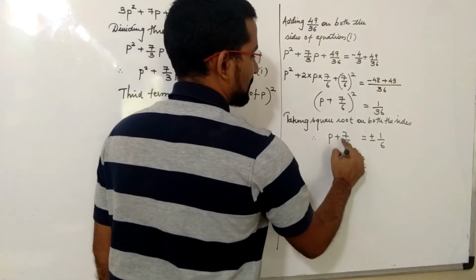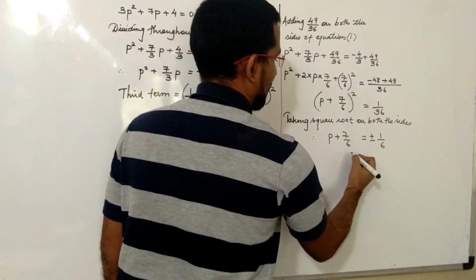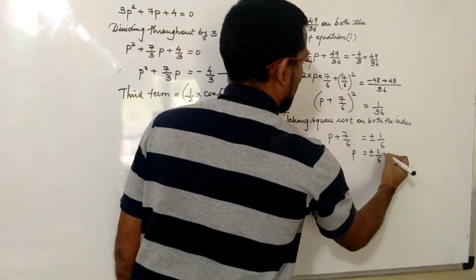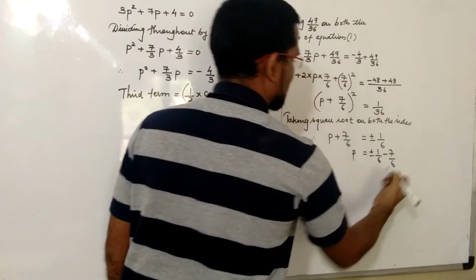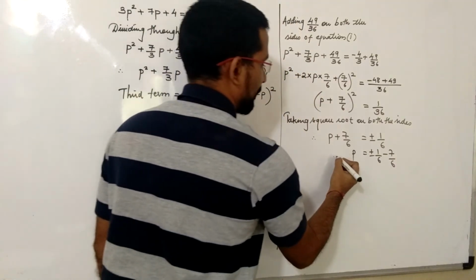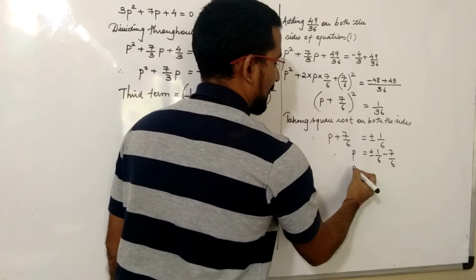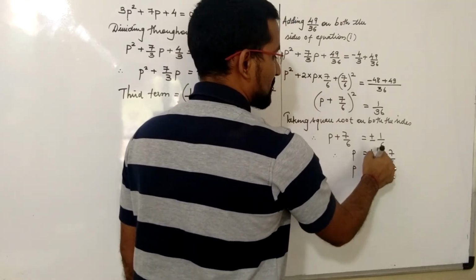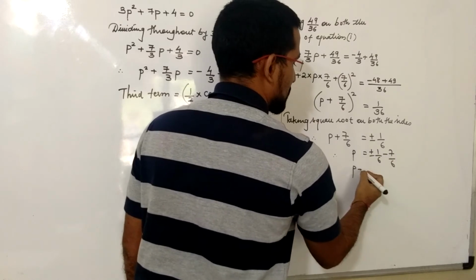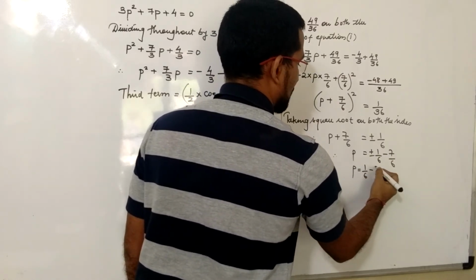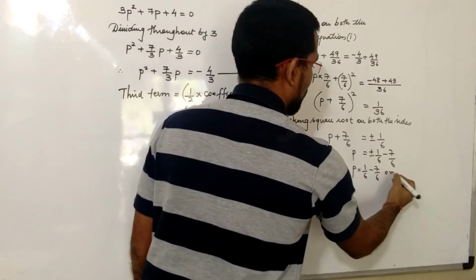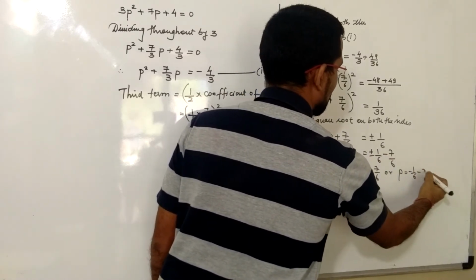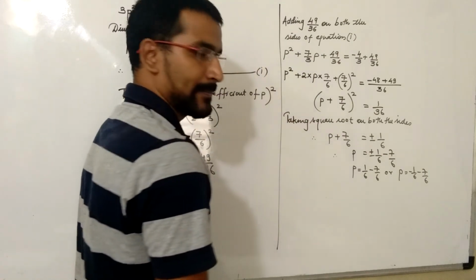So now we'll shift 7 by 6 on the RHS side. So that is plus or minus 1 by 6 minus 7 by 6. Now therefore p, now we have plus 1 by 6 minus 7 by 6 and minus 1 by 6 minus 7 by 6. So p is equals to 1 by 6 minus 7 by 6, or p is equals to minus 1 by 6 minus 7 by 6.